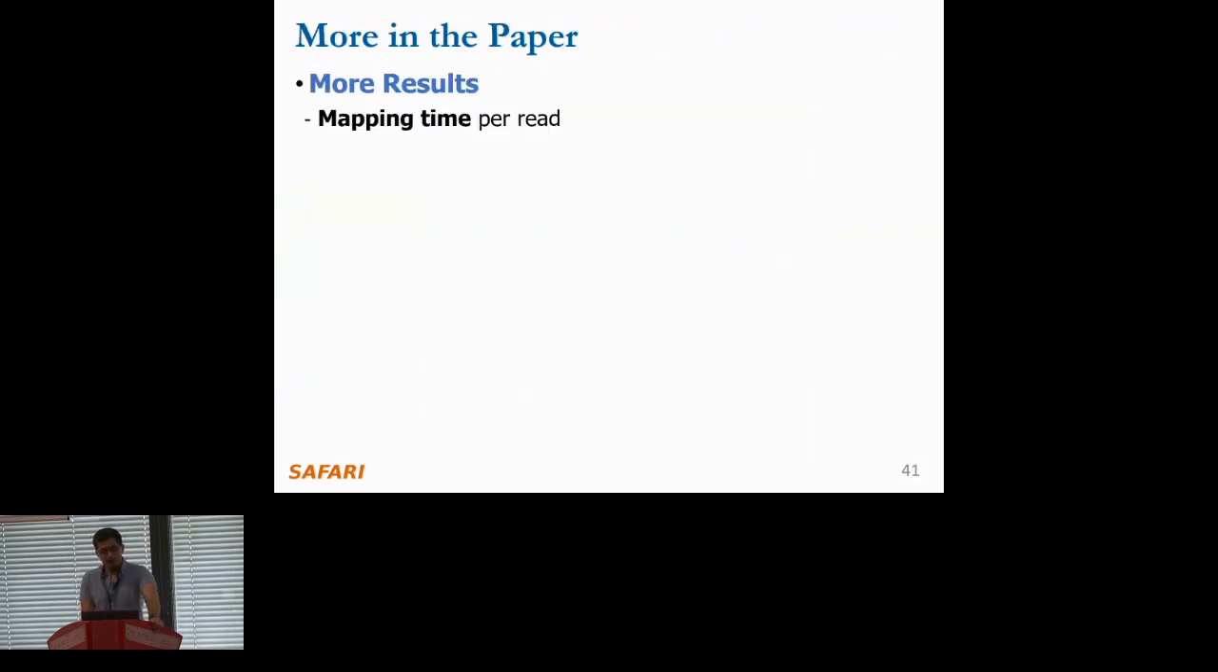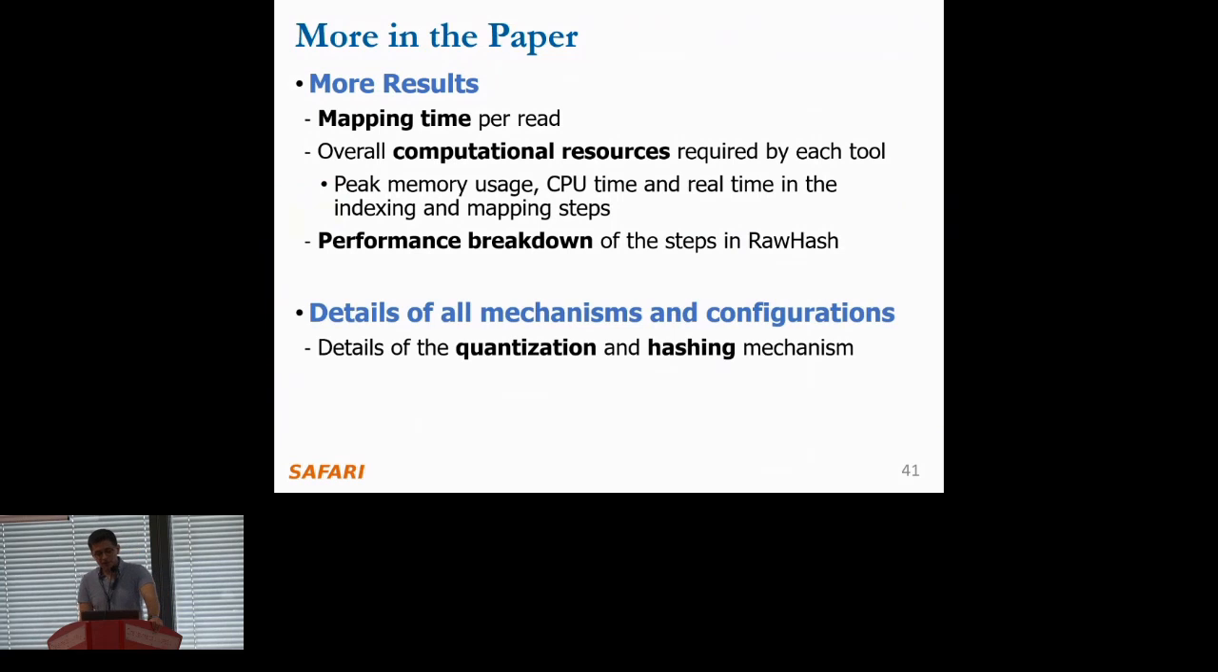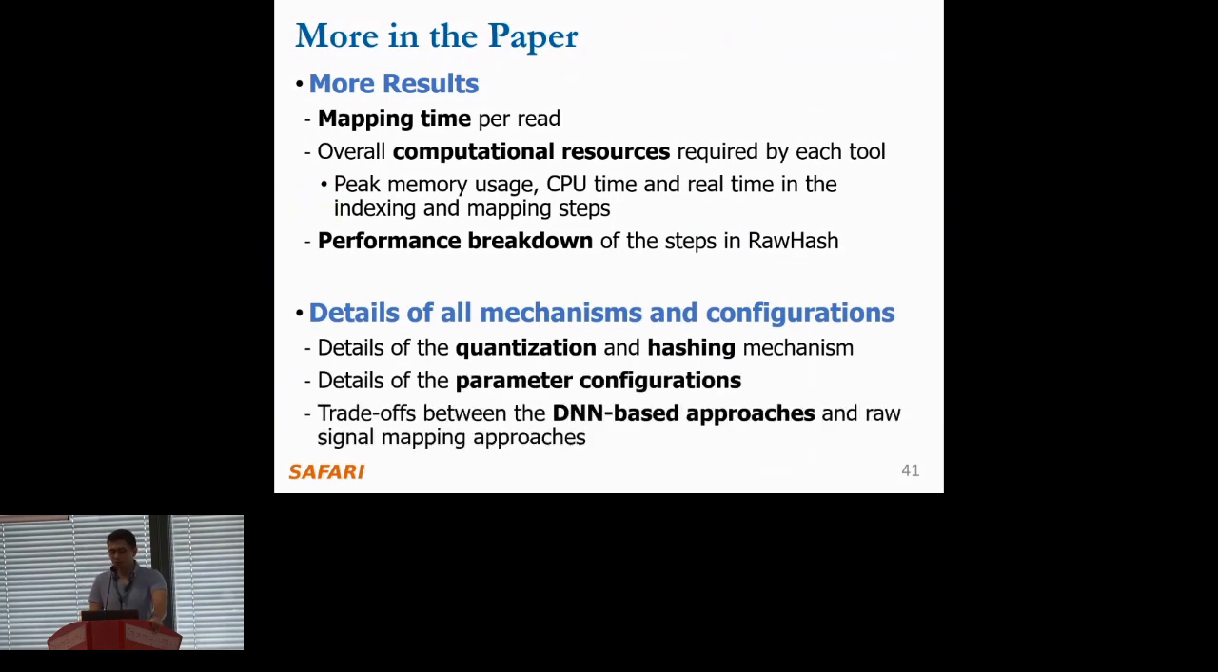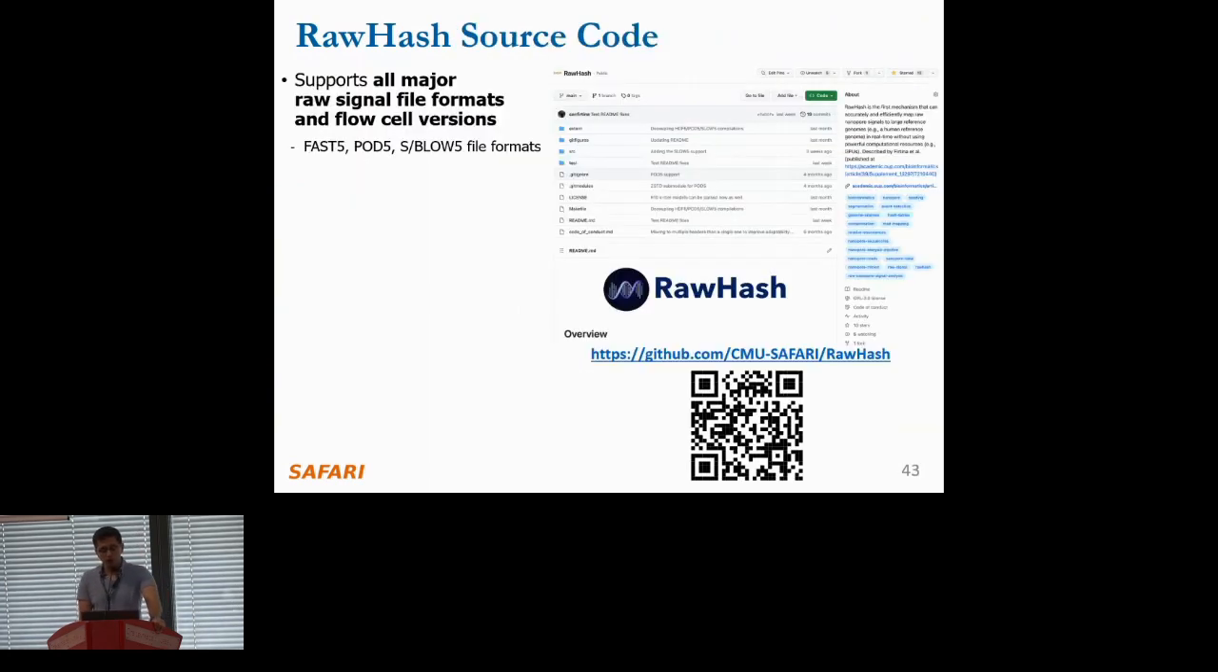You can find more results, such as mapping time per read, overall computational resources required by each tool, performance breakdown of steps in RawHash, and details on all our mechanisms, configuration details, and trade-offs between the DNN-based approaches and raw signal mapping in our paper. You can use the QR code to access our paper published in Bioinformatics as part of the proceedings of ISMB and ECCB. And you can use this QR code to access our source code.